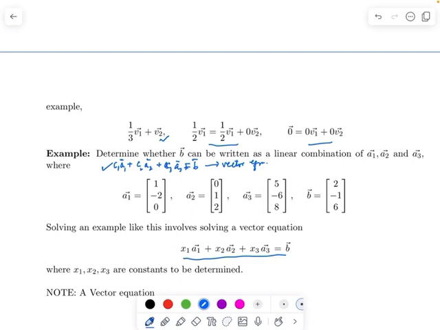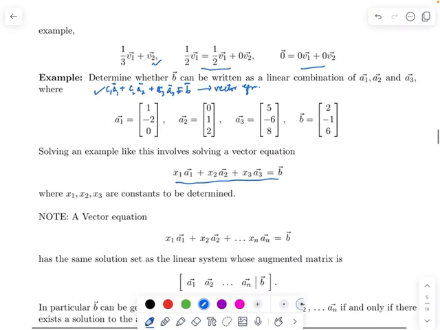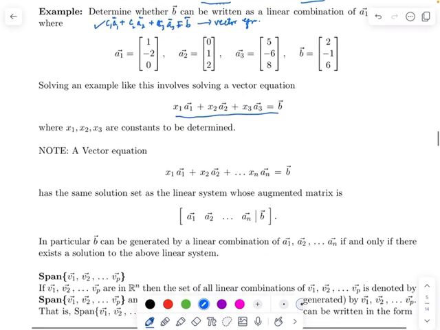We can name them x1, x2 or c1, c2. They are all to be determined. So we have to solve this equation, and note that this vector equation has the same solution set as the linear system whose augmented matrix is this. If you recall, this is what we learned: if we have this set of equations, we can always write the augmented matrix, apply row operations on it, and get the solution if the solution exists.